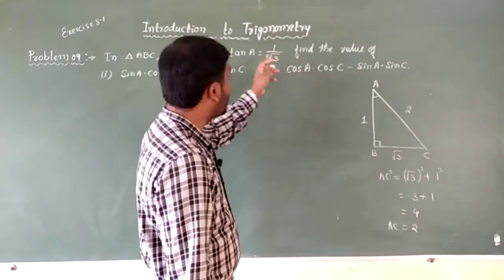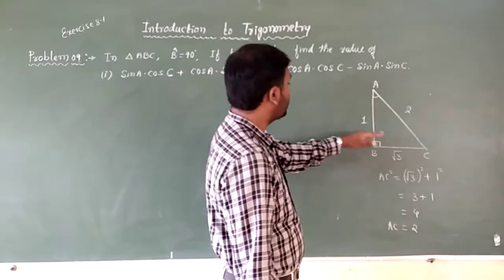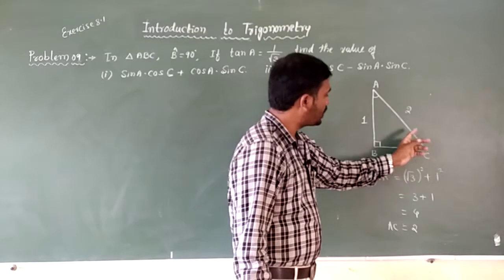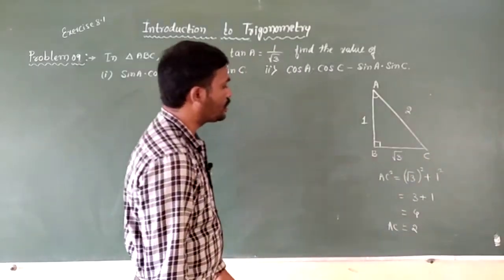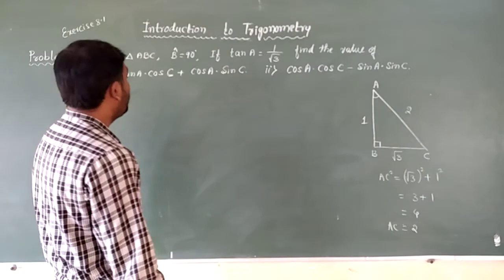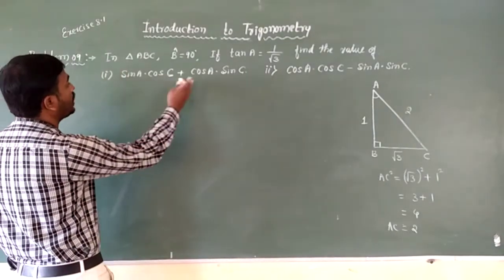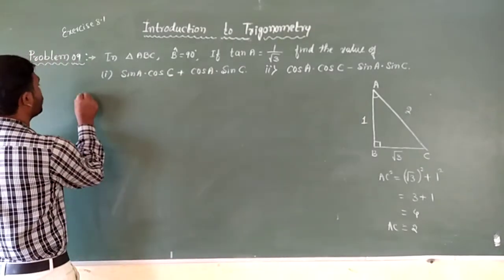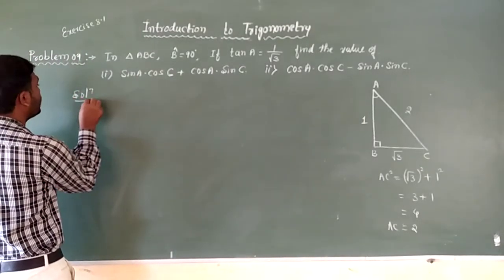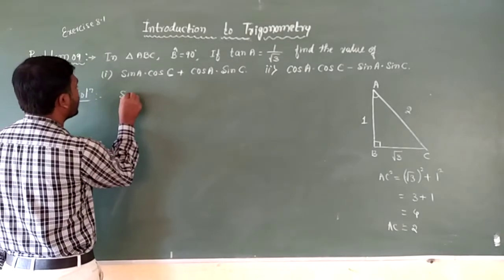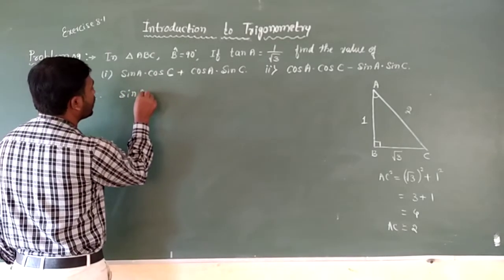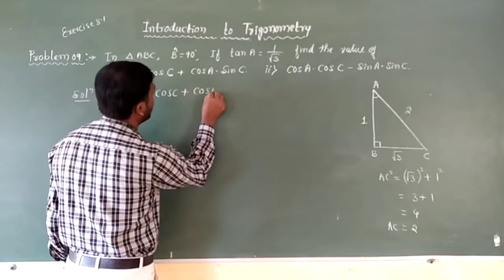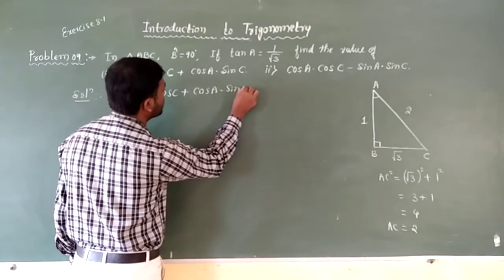To find that one, here tan means opposite by adjacent. So root 3 is opposite, adjacent is 1. So the hypotenuse I have calculated here, that is AC, is equal to 2. Here first we have to write the results of sin A and cos A. So let us find the solution for the first one, sin A into cos C plus cos A into sin C.